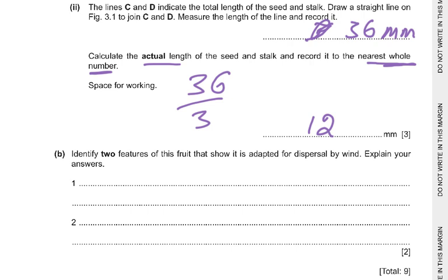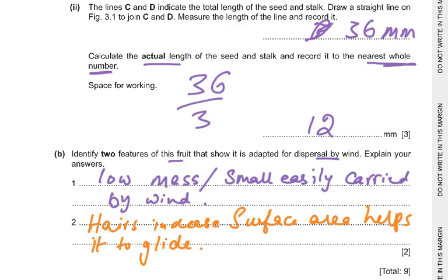And the last part of the question, identify 2 features of this fruit that show it is adapted for dispersal by wind. Explain your answers. They're very easy. It's a low mass. It's very small, easily carried or picked up by the wind. And hairs increase the surface area, or you can say act like a parachute and helps it to glide. So low mass, small, easily carried by wind. Hairs increase the surface area, helps it to glide.